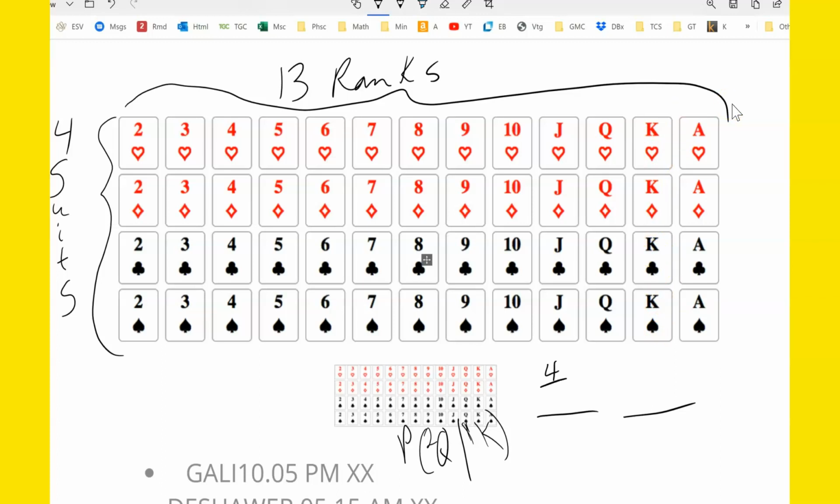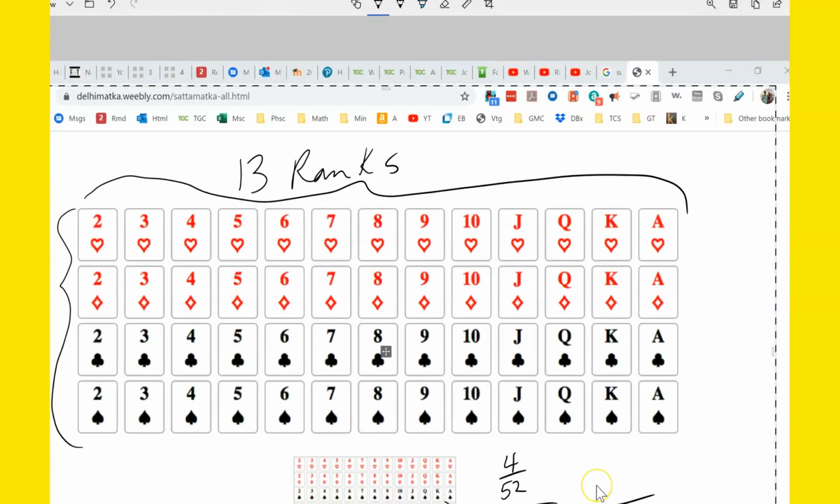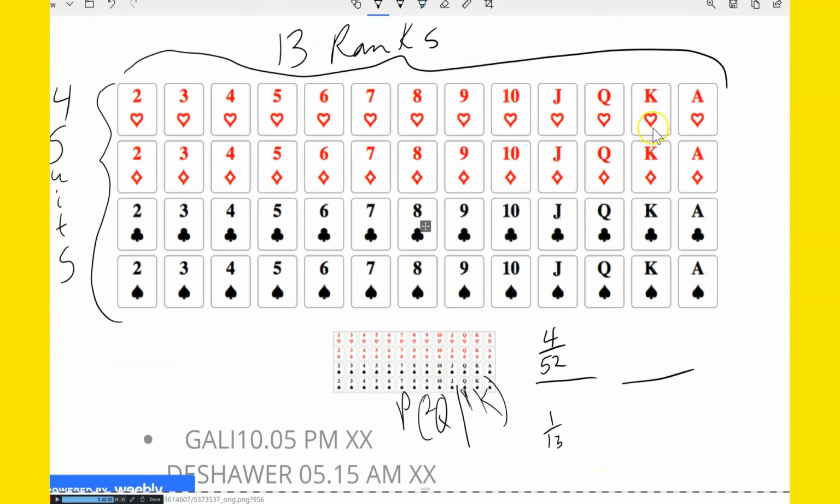4 out of how many total ways could I draw a card at all? 52. So 4 out of 52, or you could say 1 out of 13. You could have said to yourself, 4 out of 52 reduces to 1 out of 13. But you could have also said, there are 13 different ranks, and kings is one of those ranks. So the probability that I get a king is 1 out of 13, or 4 out of 52, which is the same thing.